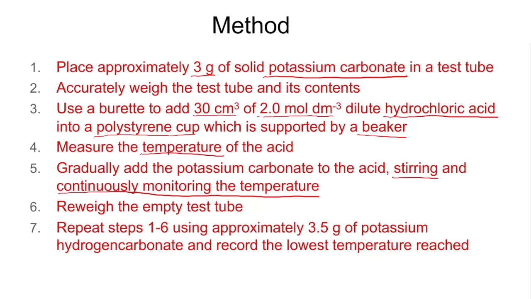We then reweigh the empty test tube. So remember, that was what we discussed in Core Practical 1, and it's known as weighing by difference. That tells us the exact amount that we have used of the potassium carbonate. We then repeat the entire experiment again, steps 1 to 6, this time using 3.5 grams of potassium hydrogen carbonate, and we record the temperature that we reach.